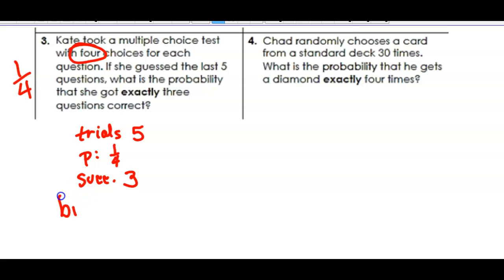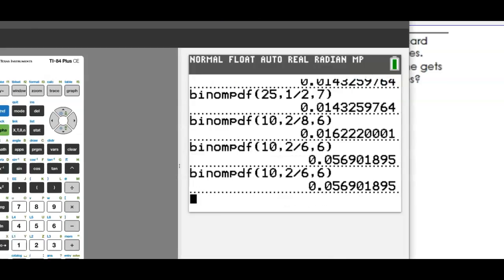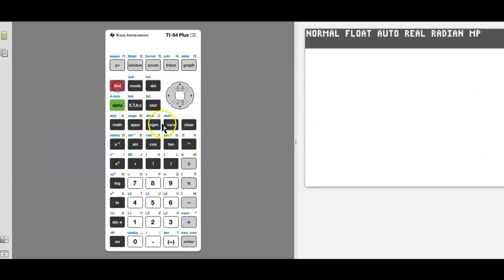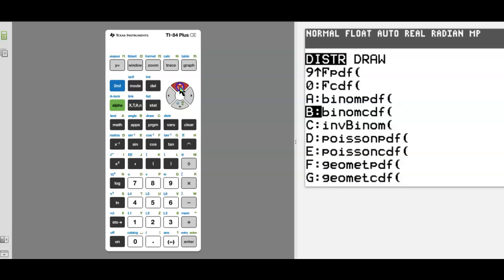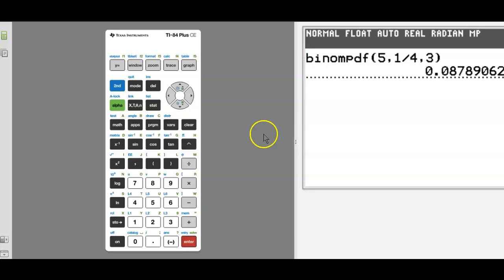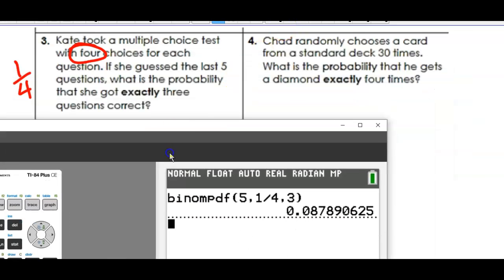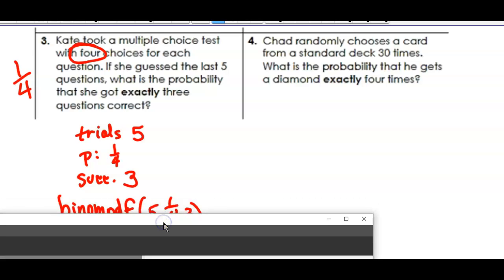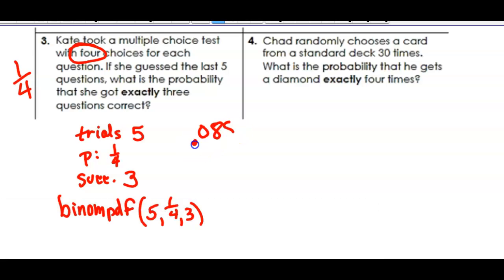So we're going to go binom PDF, 5, 1/4, 3. And we get about 9%, 0.088 that would round to. Okay. So about a 9% chance that she's going to get that right.